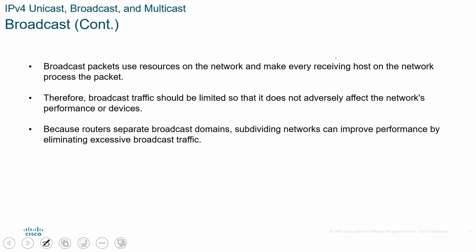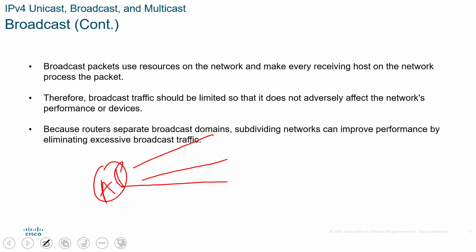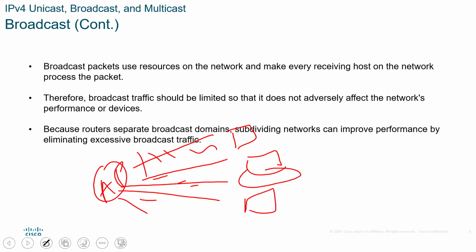So because routers separate broadcast domains, dividing network segments can improve performance by eliminating excessive broadcast traffic. So if you have, maybe in your house or in your office, an access point, and that access point is connecting to multiple users, people with their phones, their laptops, their desktops, wirelessly. Now, what we are saying is that this AP is a broadcast device. If it receives any signal, it's going to broadcast it.